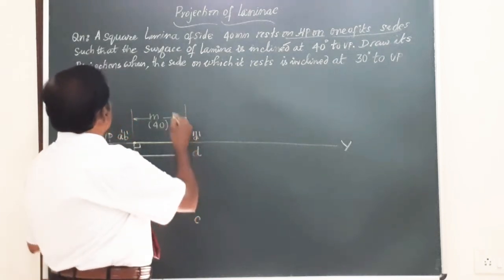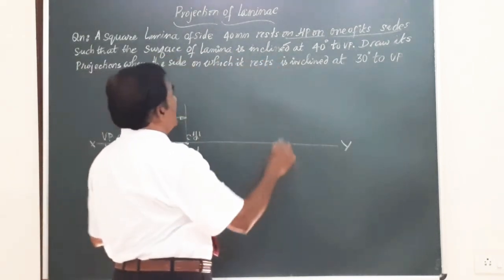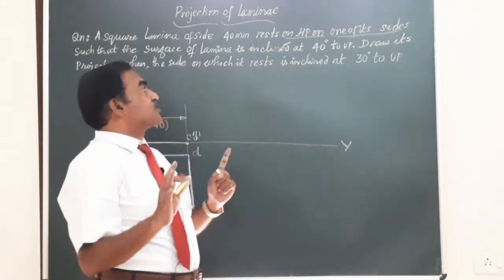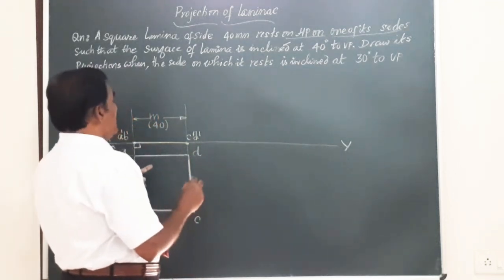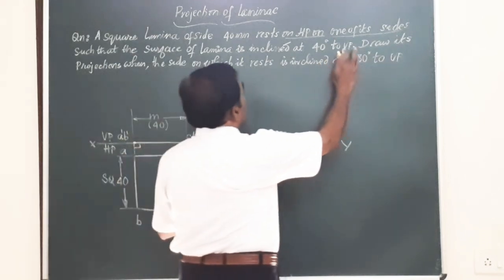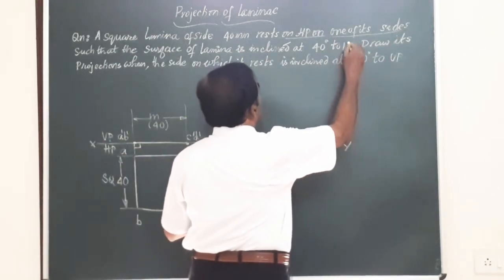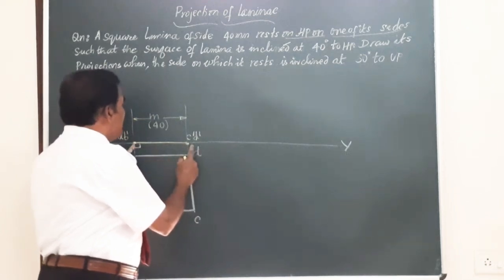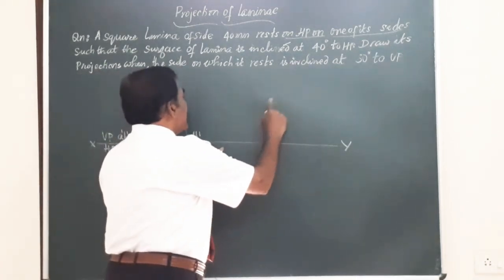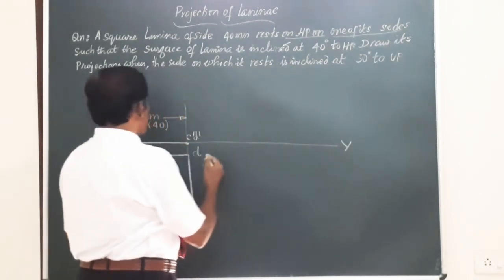He says in the question, the surface of the lamina is inclined at 40 degrees to VP. Sorry, it should be HP. It should be inclined at 40 degrees to HP. Friends, I am going to redraw this front view on a line inclined at an angle of 40 degrees to HP.